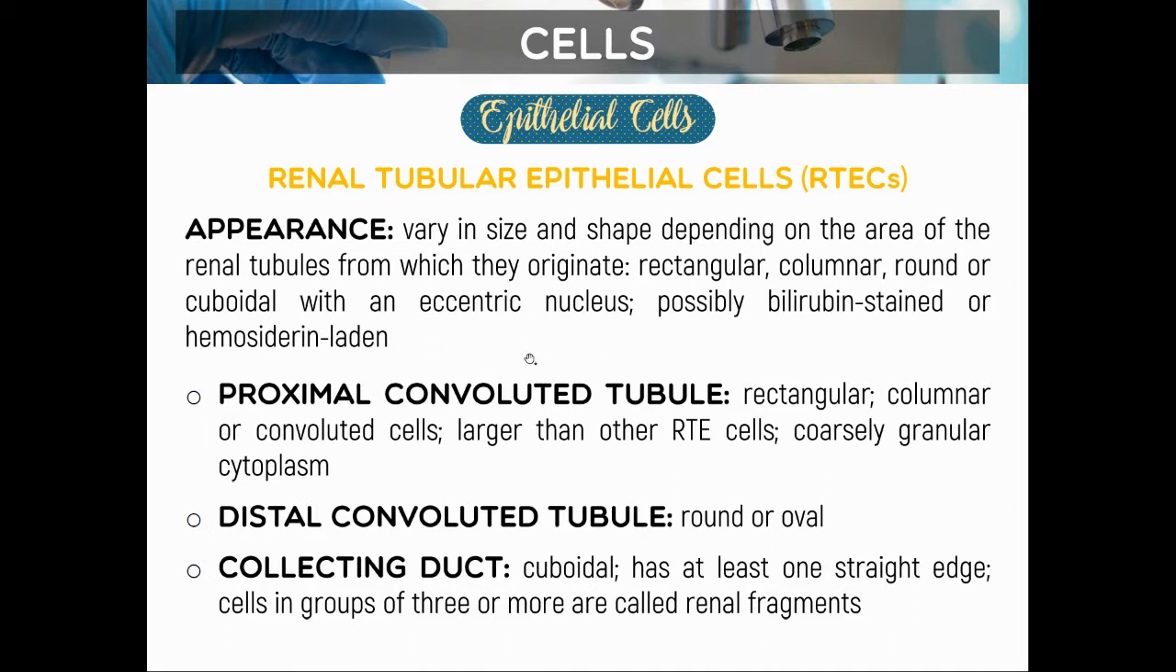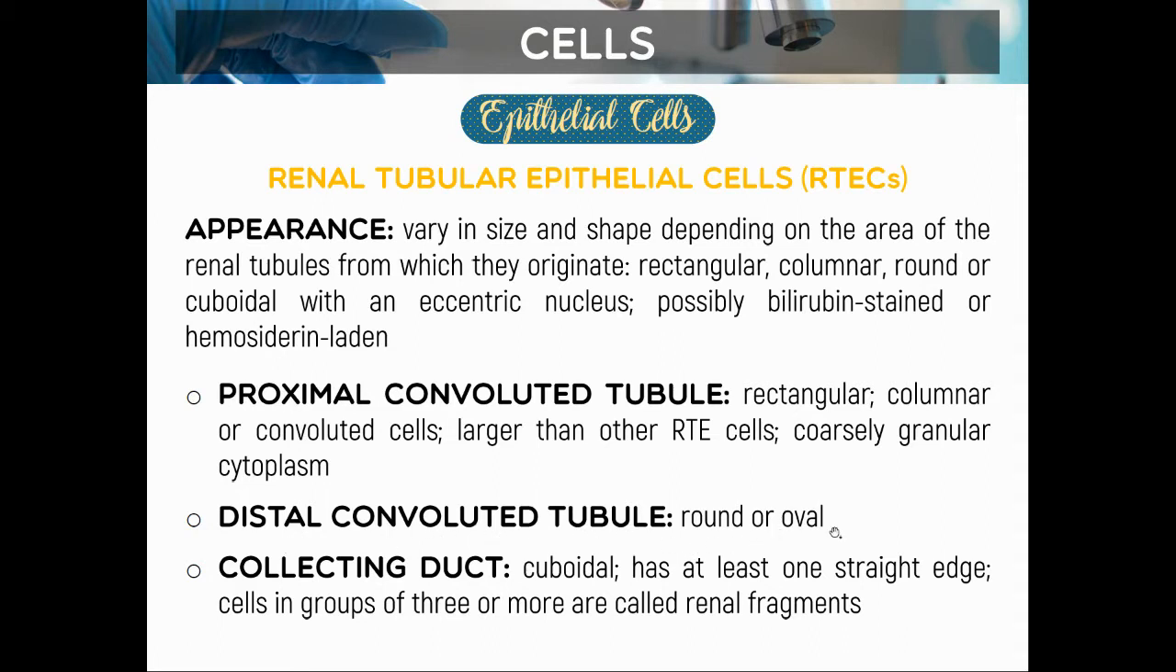So again, we have three different areas where these RTEs come from. In the proximal convoluted tubule, the shape is rectangular, columnar, or convoluted cells, and they are larger than other RTE cells. They also have a coarsely granular cytoplasm, with many granules. We also need to take note that the largest epithelial cell is our squamous epithelial cell, but the most significant epithelial cell is our RTEs. And next we have the distal convoluted tubule.